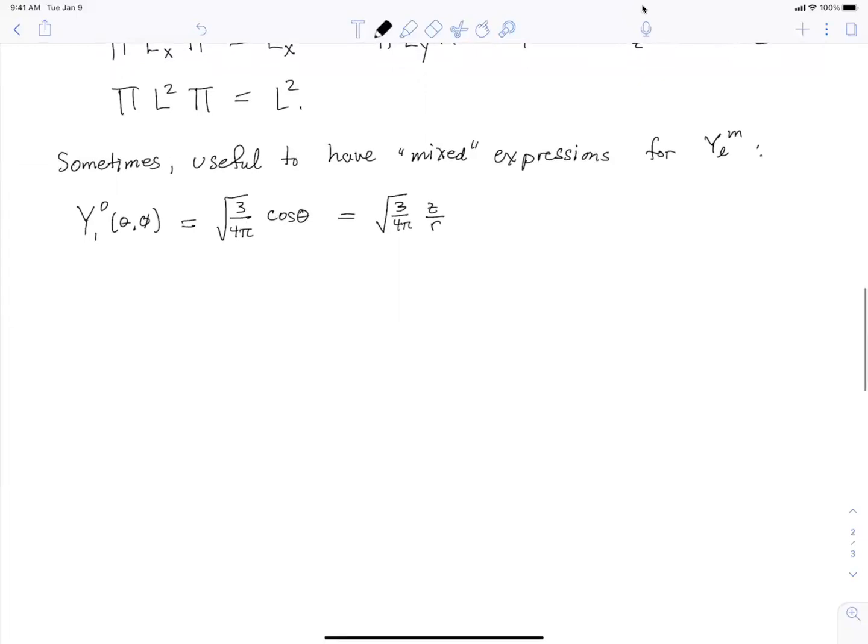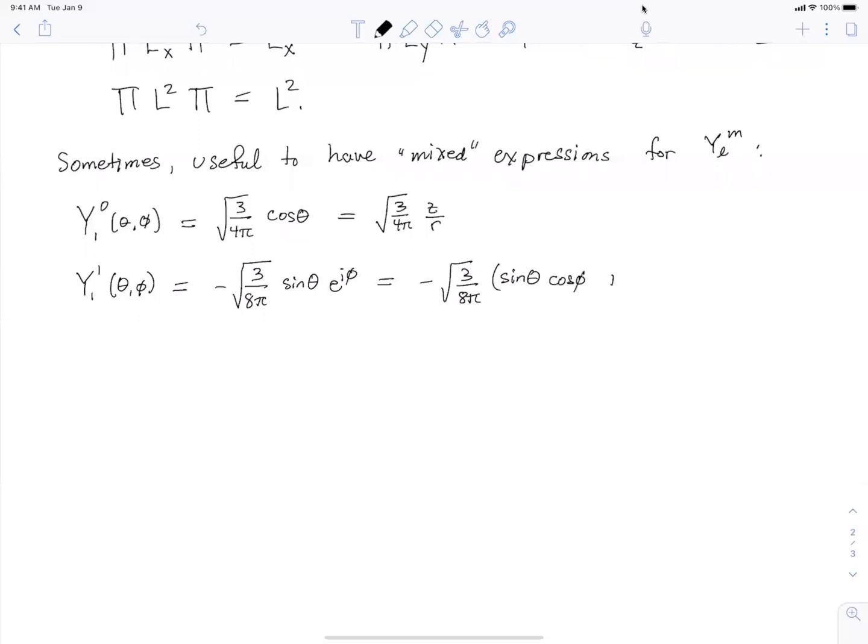Similarly for, let's say, Y11, what we wrote last time was minus the square root of 3 over 8 pi, sine theta e to the i phi, which we can write out by expanding this exponential. We can write that as minus the square root of 3 over 8 pi, sine theta cosine phi plus i sine theta sine phi.